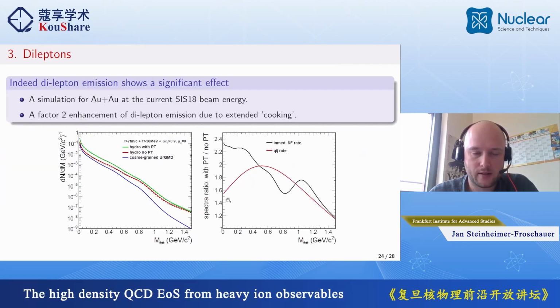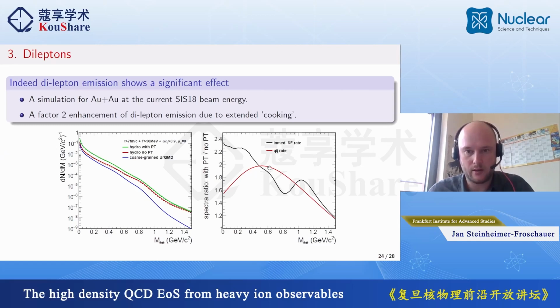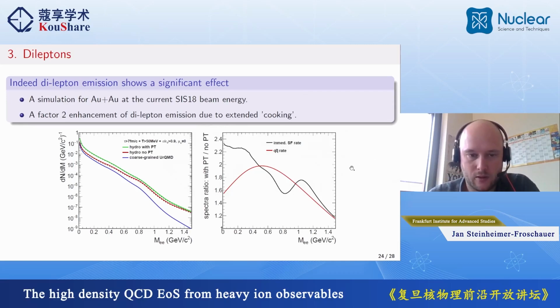And what was found there, just look at the right-hand side plot, is that we got about a factor of 2 enhancement of the dilepton or e+ e- rate at certain mass range if we included the phase transition, which just would sit there and boil and cook and just emit dileptons all the time.